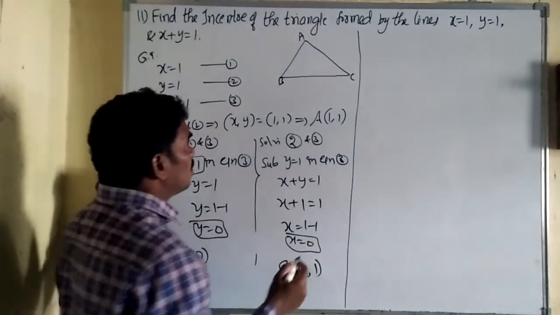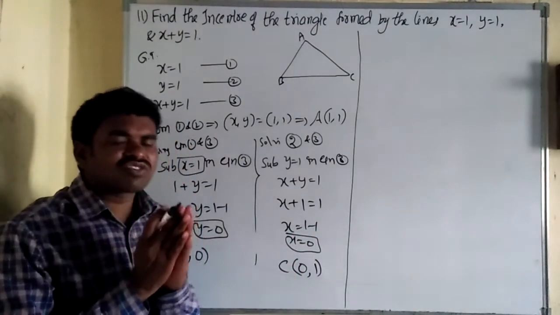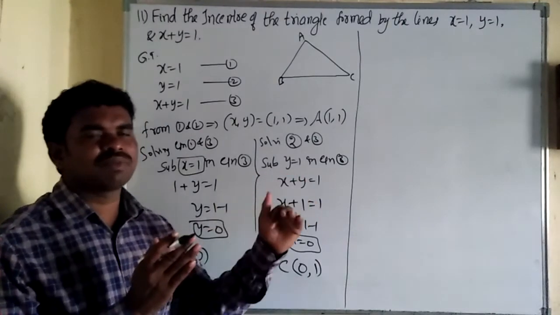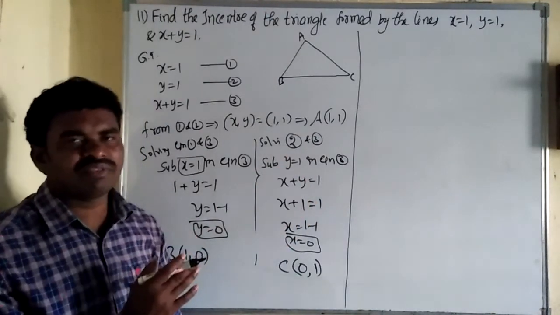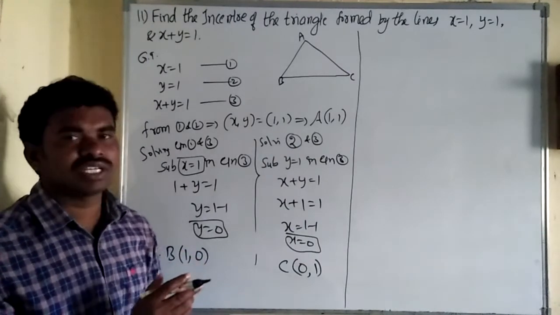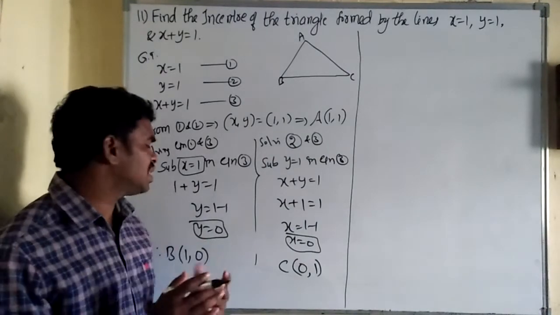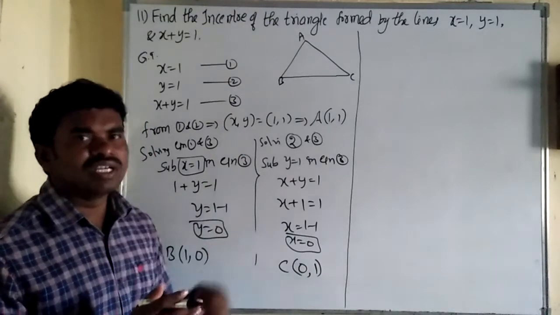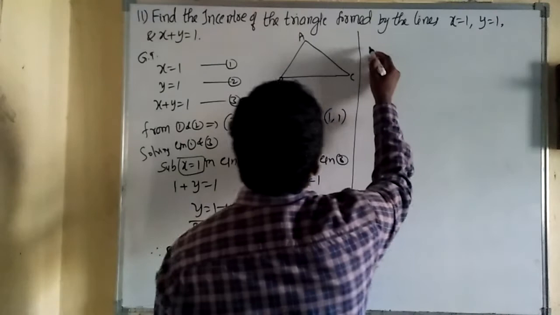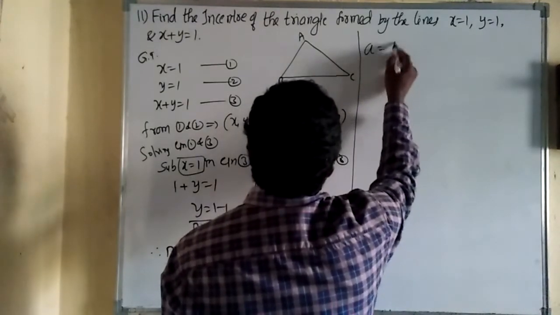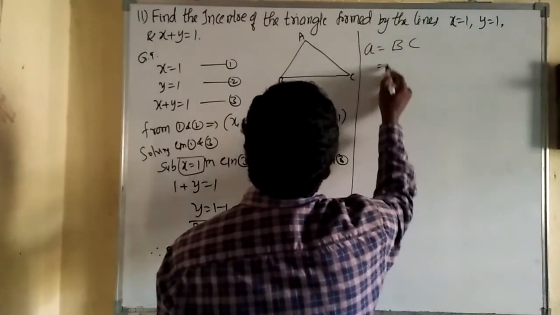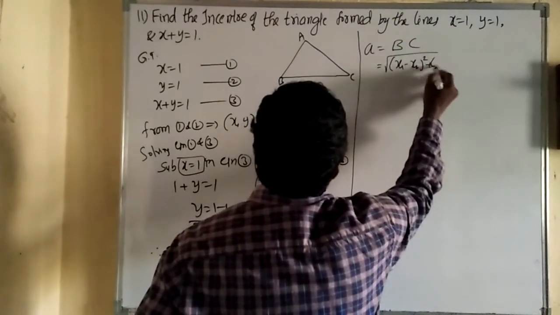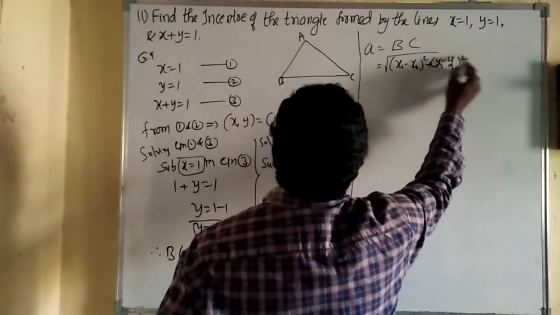So now what is the formula? (a x1 plus b x2 plus c x3) by (a plus b plus c). Similarly, (a y1 plus b y2 plus c y3) by (a plus b plus c). So what is a? a means distance between B and C. What is b? b means distance between C and A, like that. So now small a equal to BC. BC means root of (x1 minus x2) whole square plus (y1 minus y2) whole square.